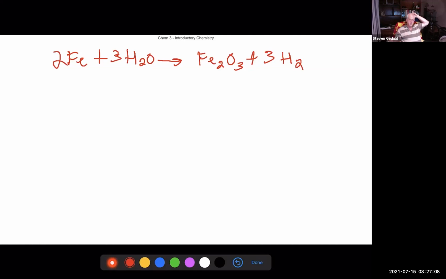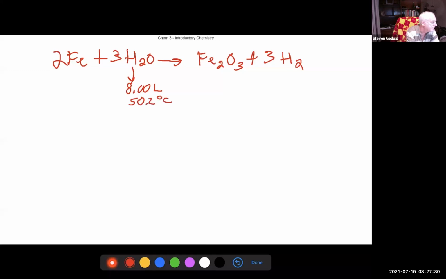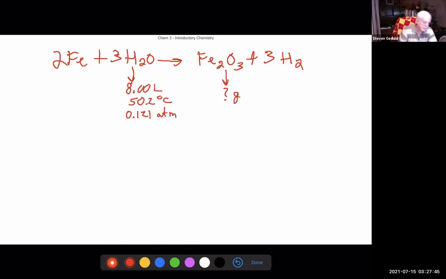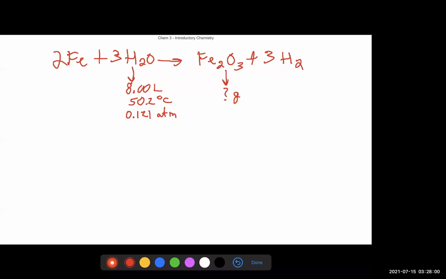So you write your equation, make sure it's balanced, which it is, and then you have 8 liters of water vapor. So where's our water? Here's water. We have 8.00 liters of water at 50.2 degrees centigrade and 0.121 atmospheres. Okay. Reacts with excess iron. How many grams of iron(III) oxide is produced? That's what we're asking right there. So we've got to convert to what? To use a chemical equation, we have to convert to moles, right? Yeah, everything has to go to moles.